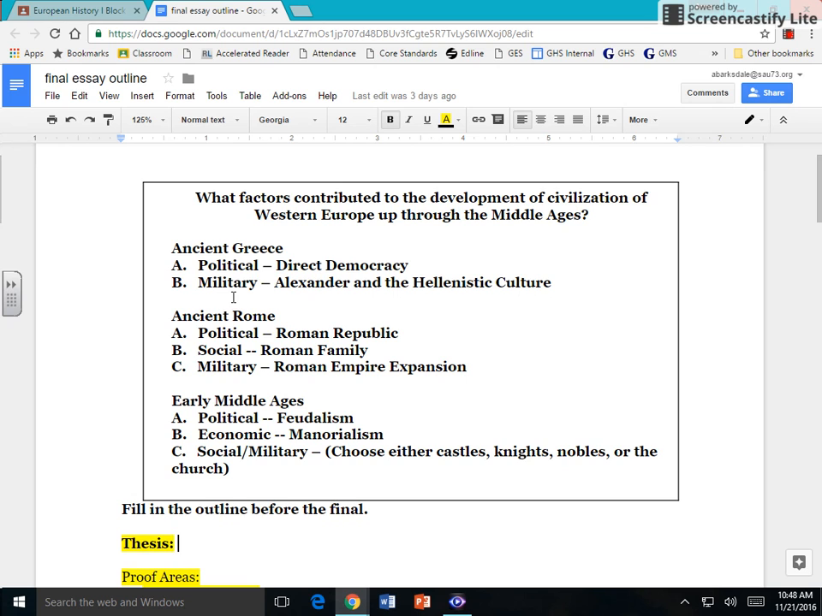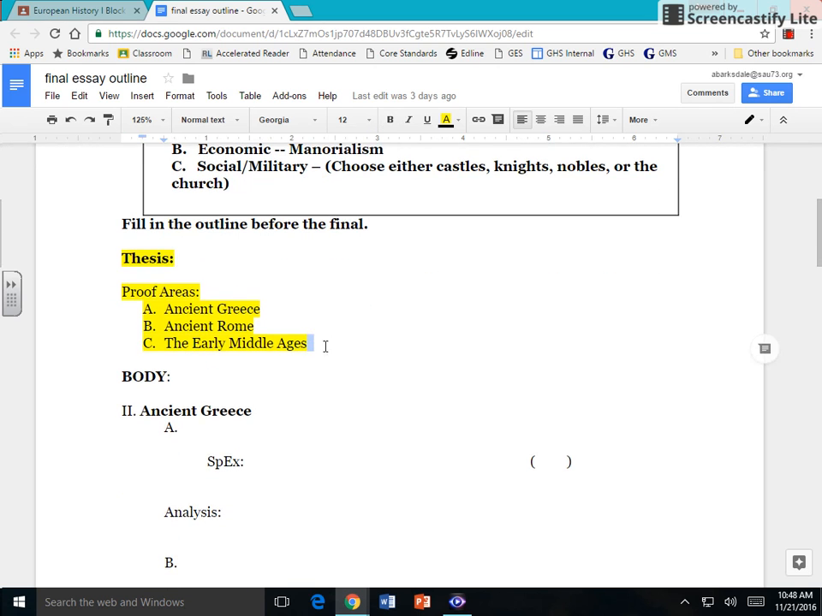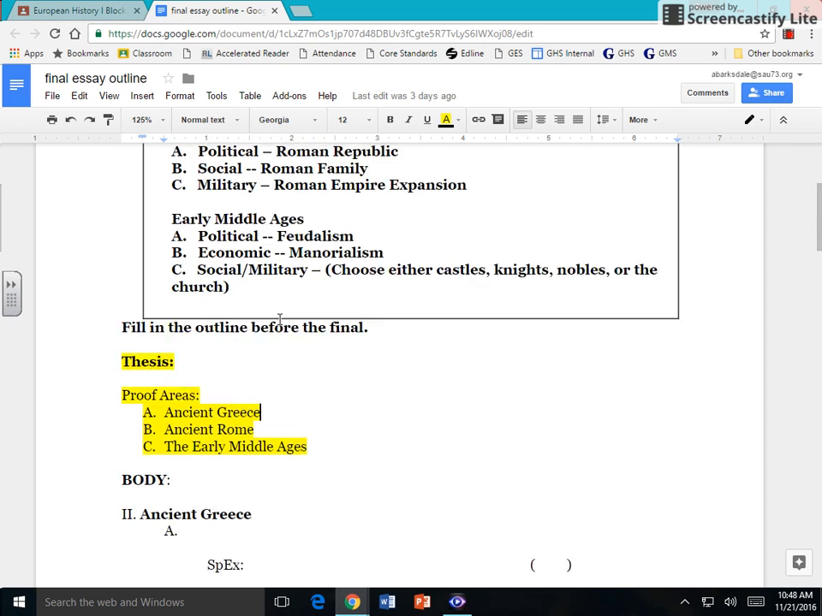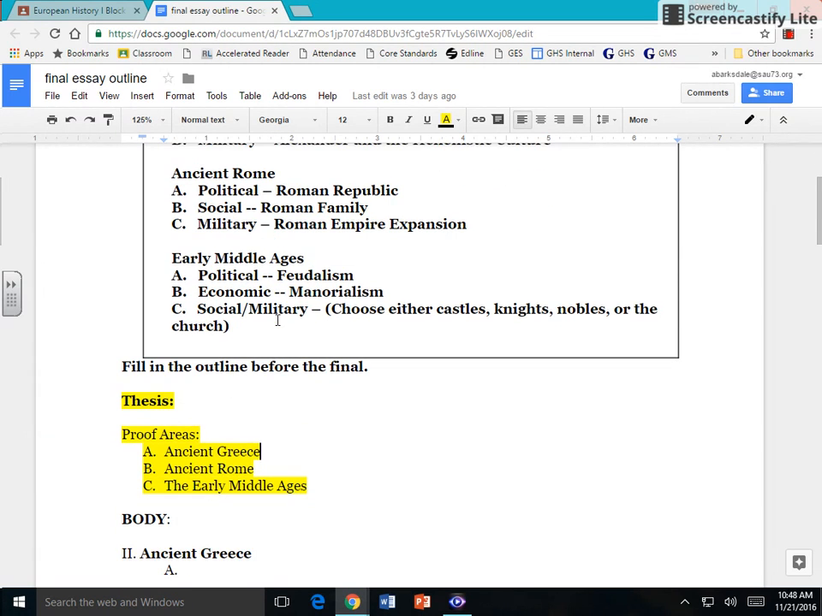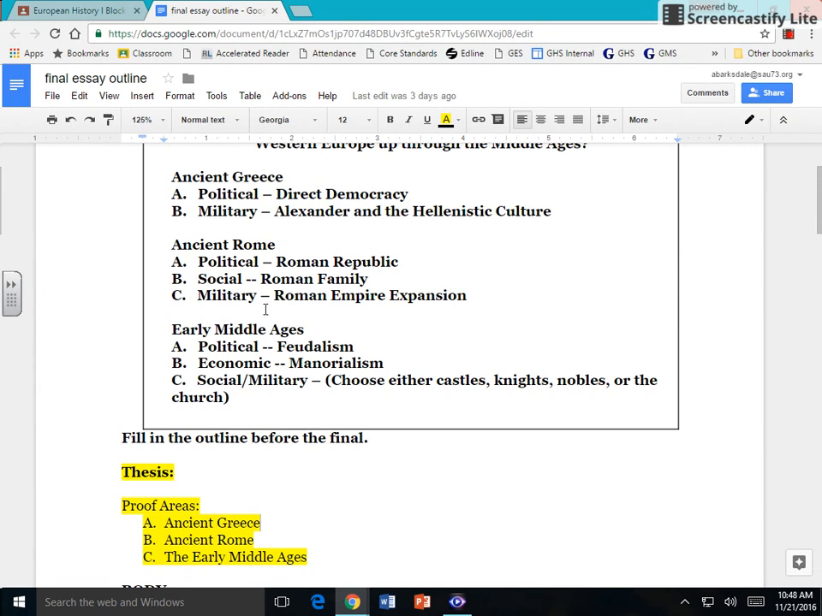So in order to do that, you're going to notice next that it says proof areas. You're going to need to develop 3 comprehensive sentences, each one about ancient Greece. So you would say, there were many factors, political and military factors that occurred in ancient Greece that influenced the development of Western Europe, period. Then you would say there are many political, social, and military factors that occurred in ancient Rome that developed civilization in Western Europe.